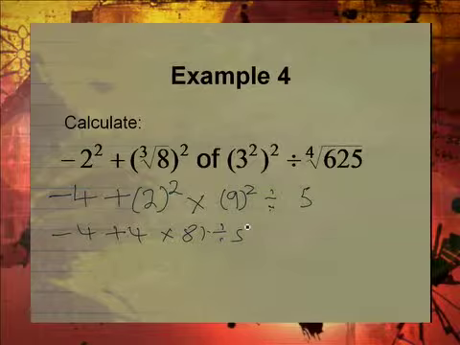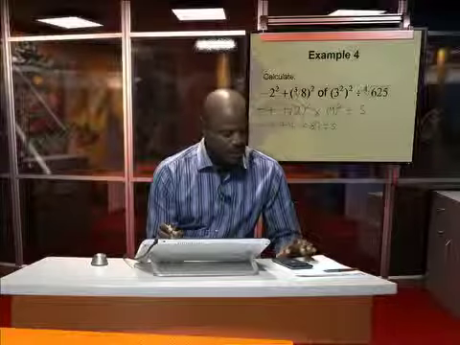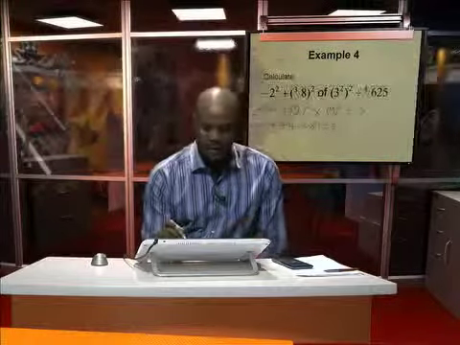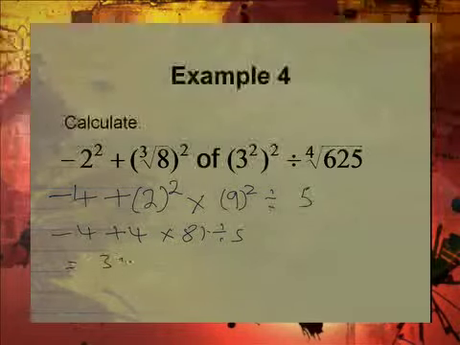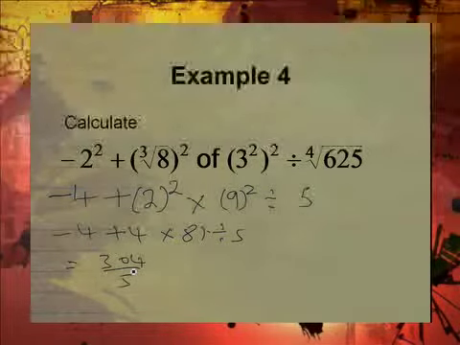Then you have plus 4 times 81. Now you can put everything on the calculator. There you go. You get your final answer, 304 divided by 5. You can leave your answer there.